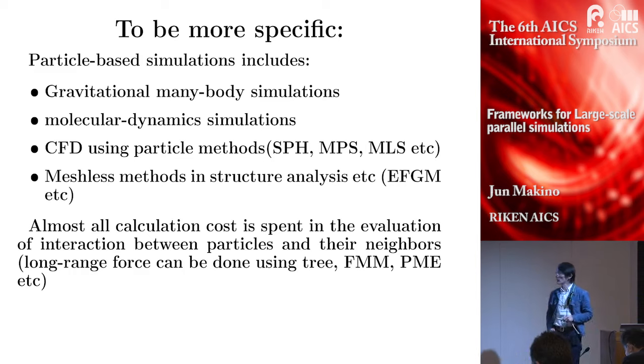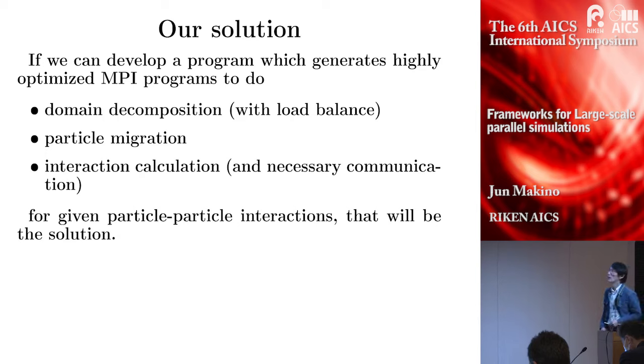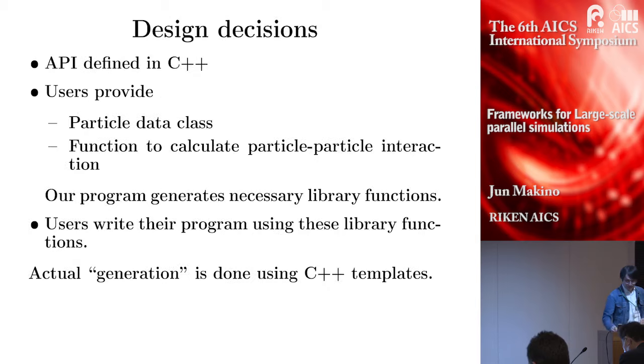And of course, for the case of long-range forces like Coulomb force or gravitational interaction, you can use the tree code or fast multipole method or the particle-mesh Ewald methods. And these are actually used in all of the fields. So our solution is to develop a program which generates a highly optimized MPI program to do the basic things for particle-based simulations, like domain decomposition and particle migration, and the interaction calculation using the data available in other nodes, for the given particle interaction. That can potentially be a solution.